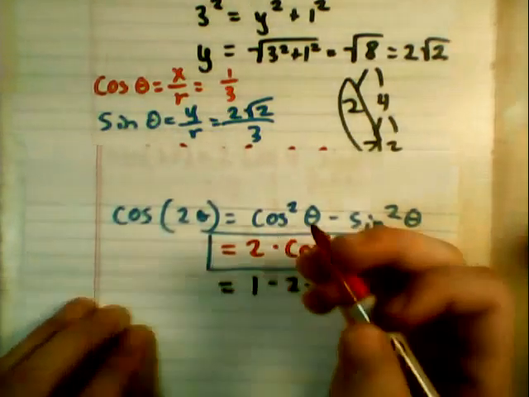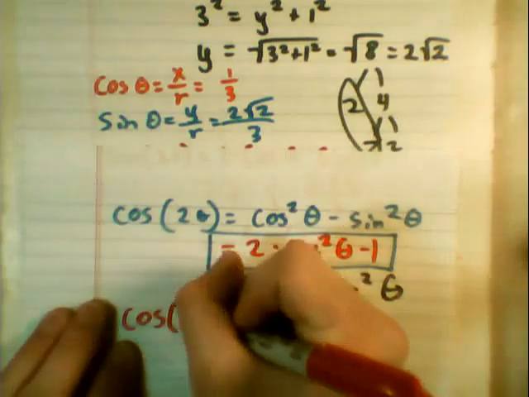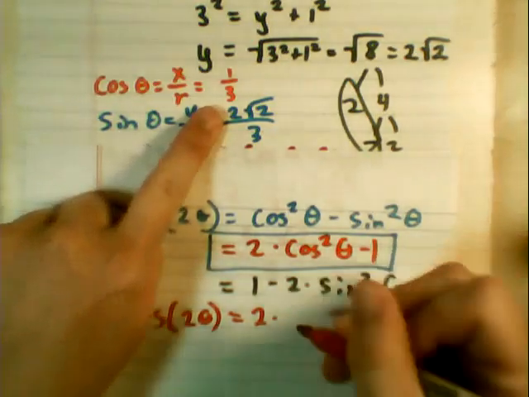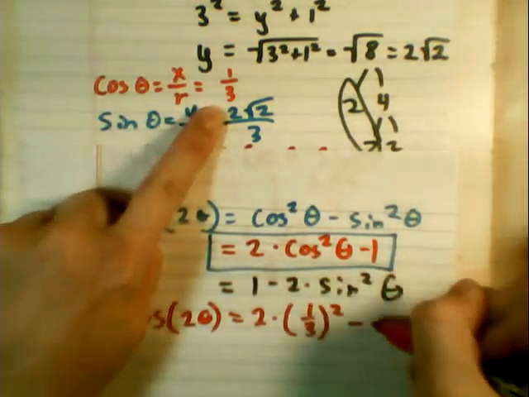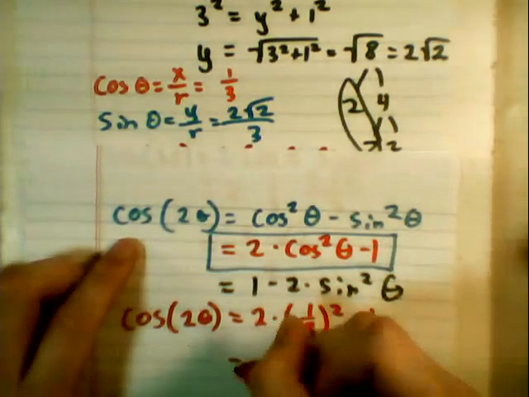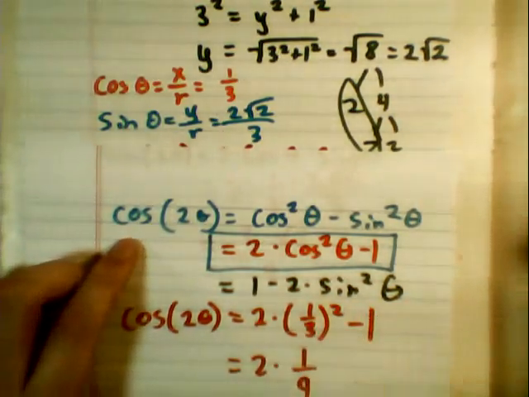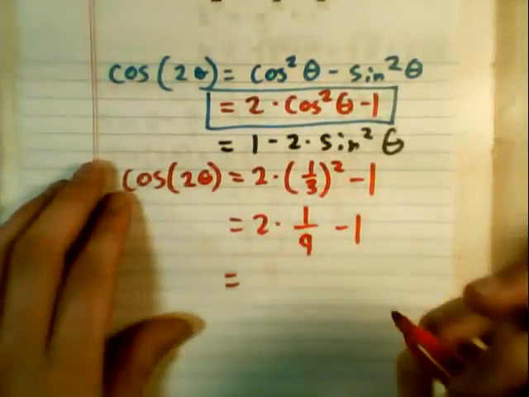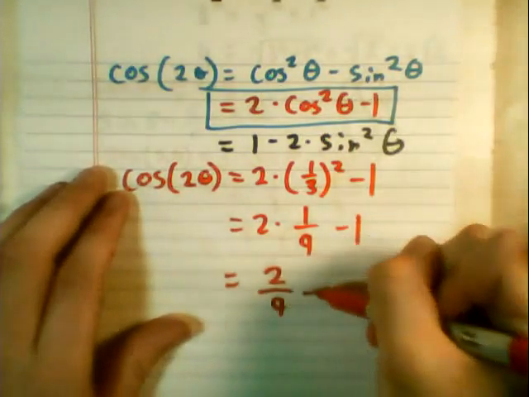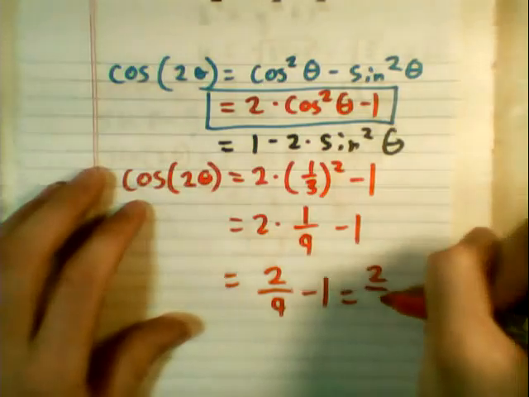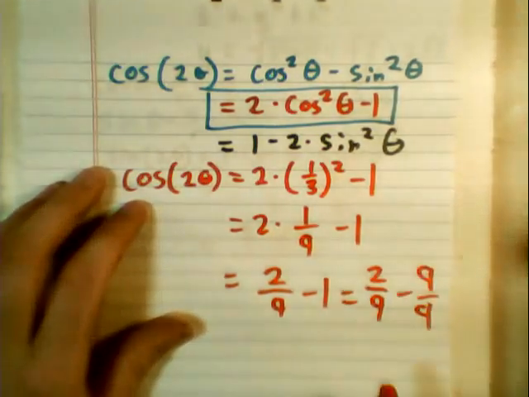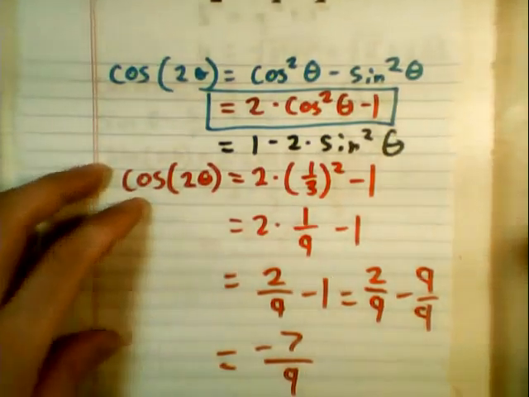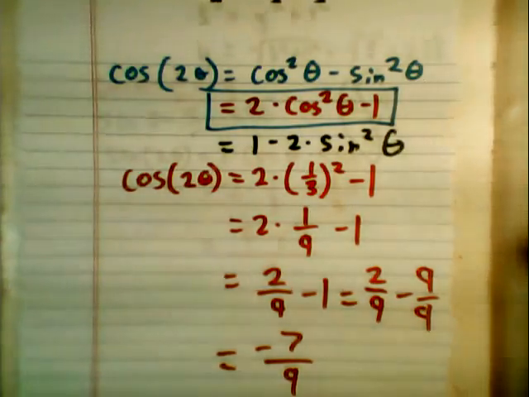Okay, so cos of 2 theta equals 2 times cosine squared, our cosine is 1/3, minus 1. So let's go ahead and square that. 2 times 1/9, 1 squared divided by 3 squared, minus 1. I'm going to multiply, and now I need to subtract. And then when you subtract that, you get -7/9. And that is the answer for cosine of 2 theta.